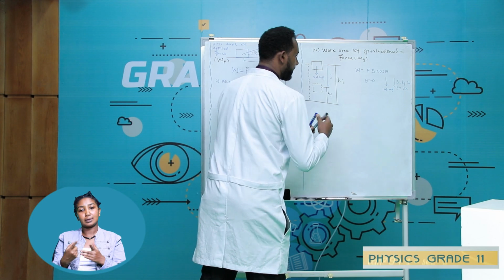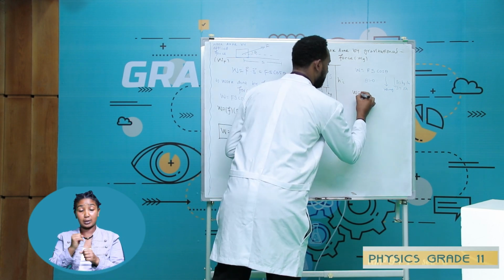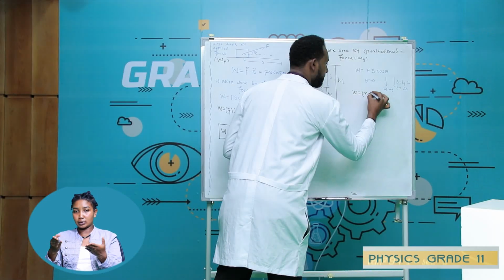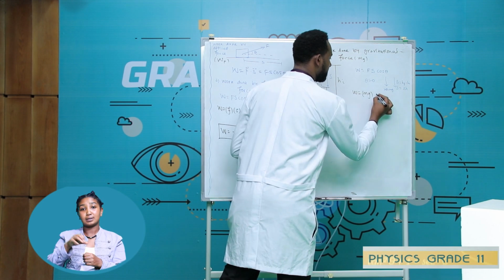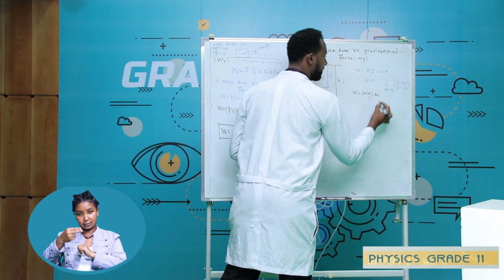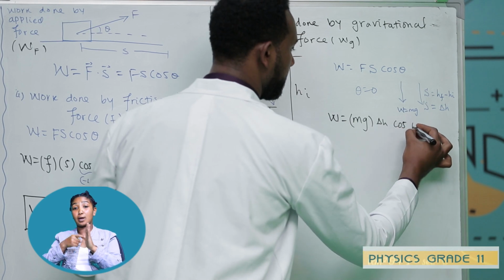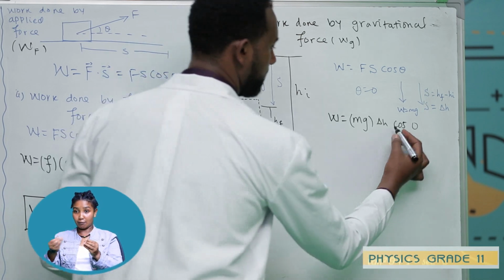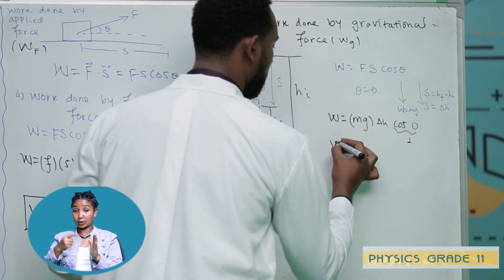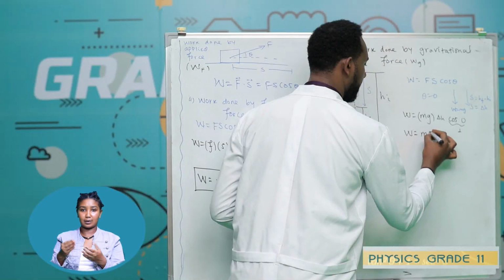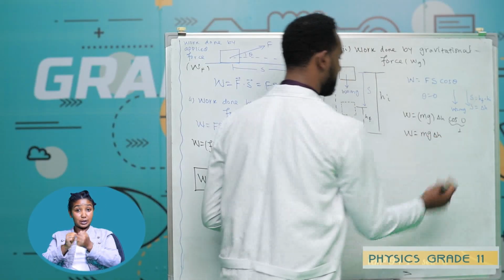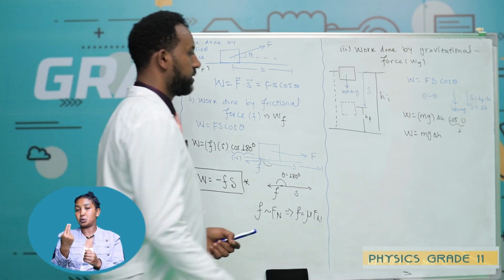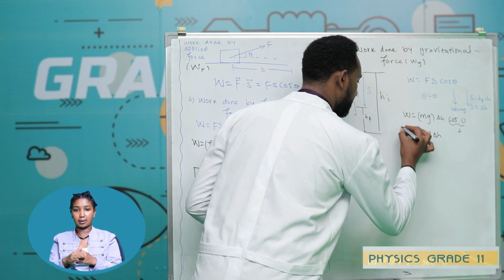Then let's try to find the work. Work is equal to force times displacement. The force is the weight of the object, which is mass times gravity, and the displacement S can be represented as change in H, times cosine of what? Cosine of 0. Cos 0 gives us 1. Therefore, work can be given as m times g times change in h, or it's also possible to use only h. This is the work done by gravity.